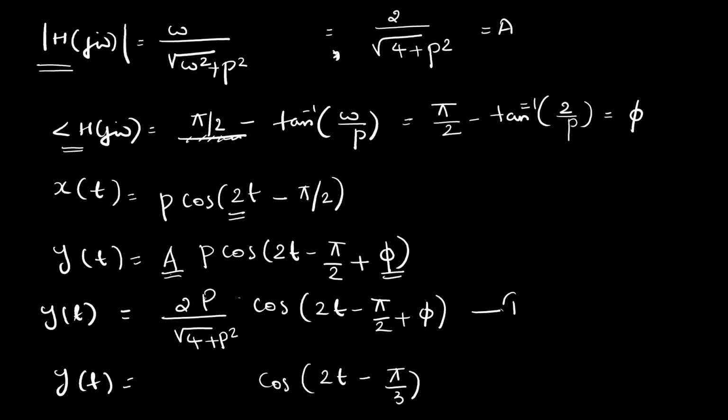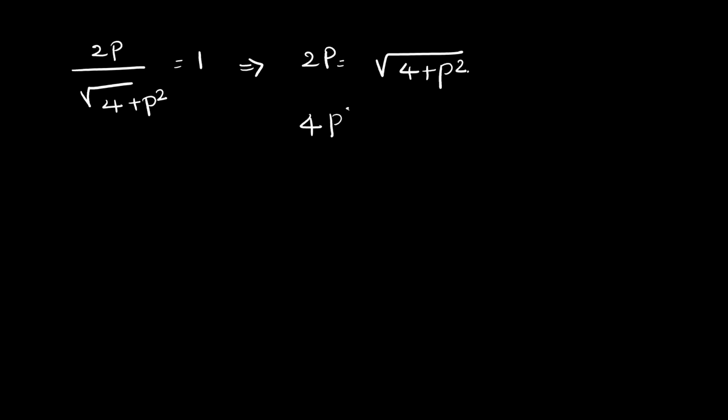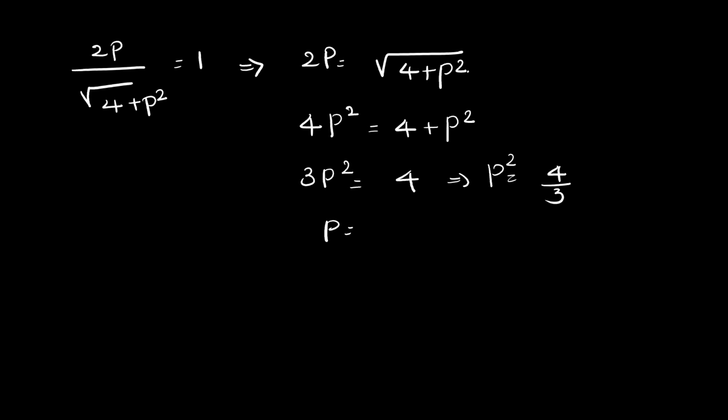Okay. So now we'll compare these two equations. We find that 2p by root of 4 plus p² is equal to 1. Now we'll rearrange this, that is 2p equal to root of 4 plus p². Now squaring, we get 4p² equal to 4 plus p². That is 4p² minus p², that is 3p² equal to 4, or p² equal to 4 by 3. So we get p as root of 4 by 3, that is 2 by root 3. This is the required answer.